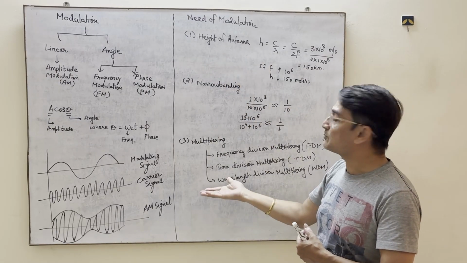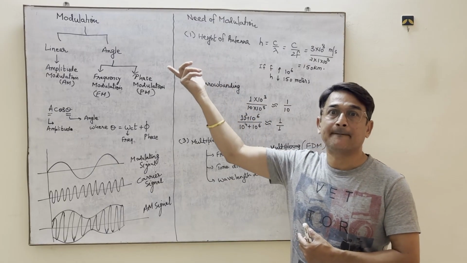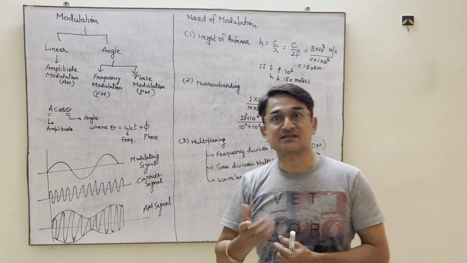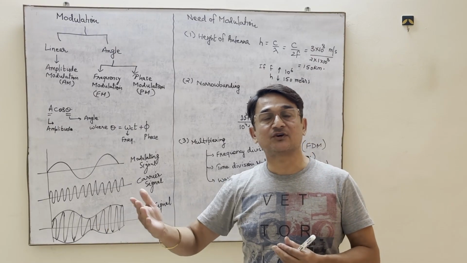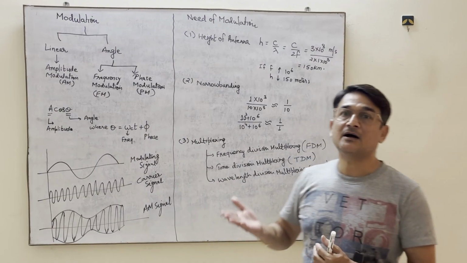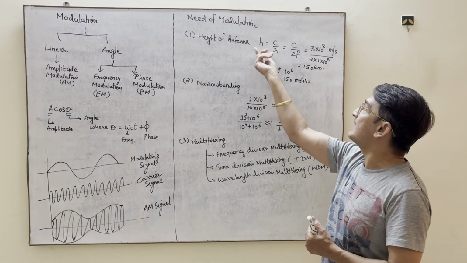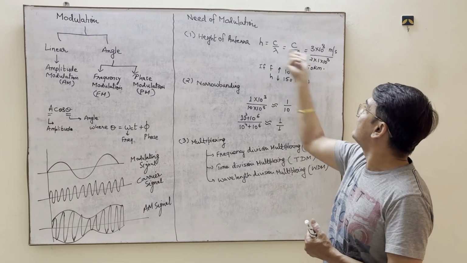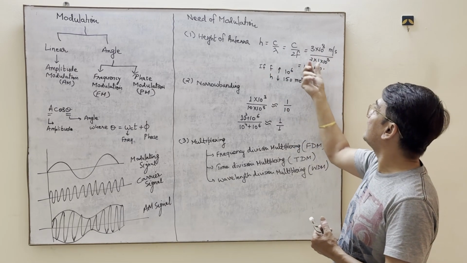These are the various points for the need of modulation. The very first point is the height of the antenna. You must know that there are antennas for the transmission and reception of signals. You have to build an antenna for the transmission, and the height of the antenna formula is h equals c by lambda, where c is 3 into 10 raised to the power 8 meters per second.